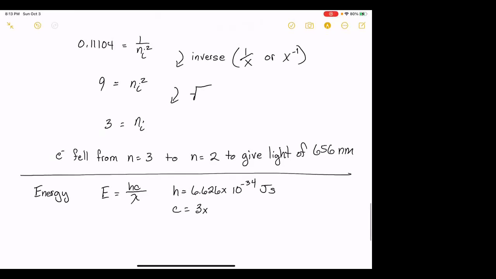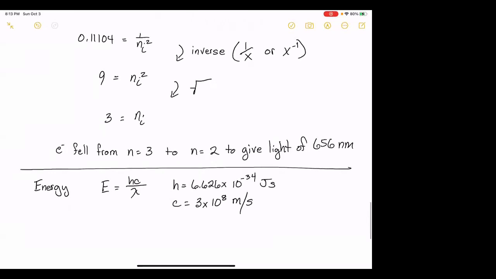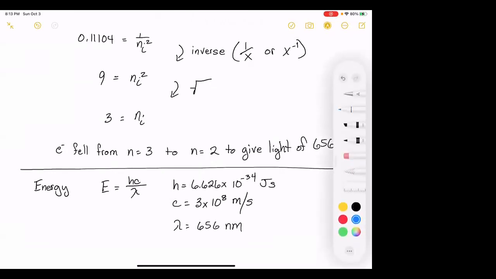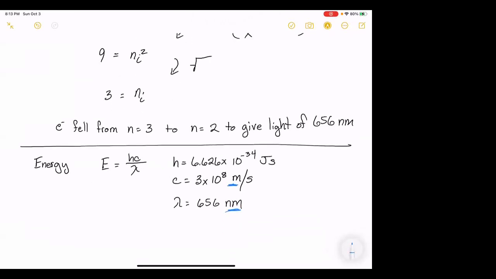Now, the most common mistake, and it occurred on the last test too, is folks did not pay attention to their units. Our wavelength we were given is 656 nanometers. You have to pay attention to the unit. The units are not the same. We have meters in our speed of light and nanometers in our other. So you've got to change the nanometers into meters before you can complete this calculation.